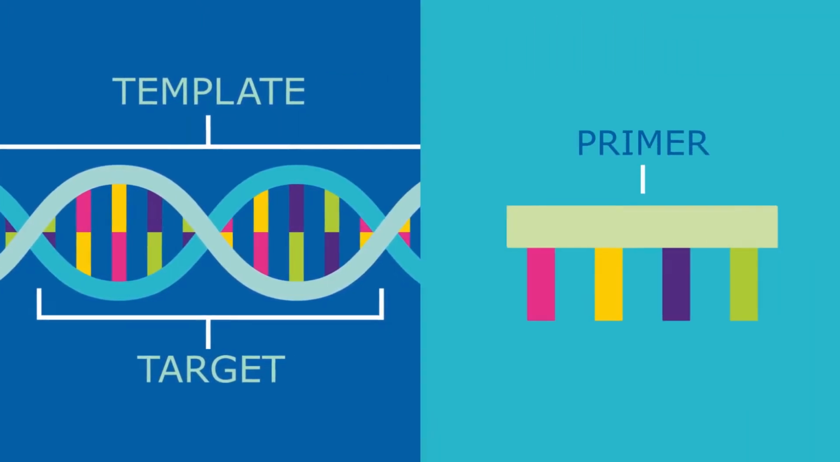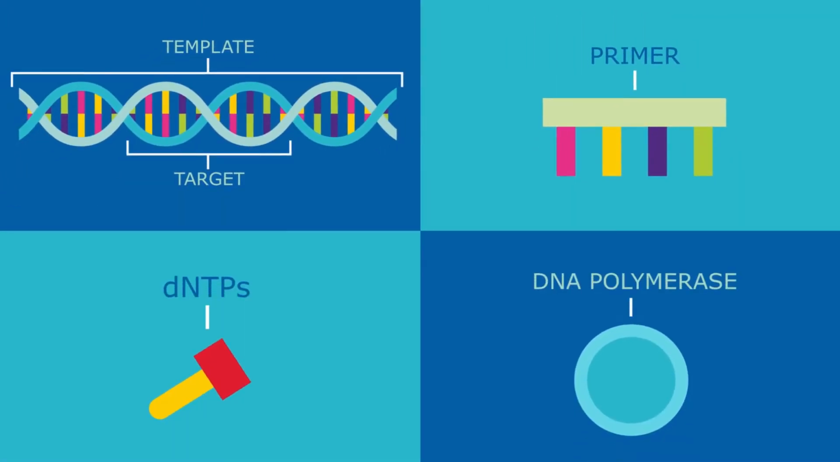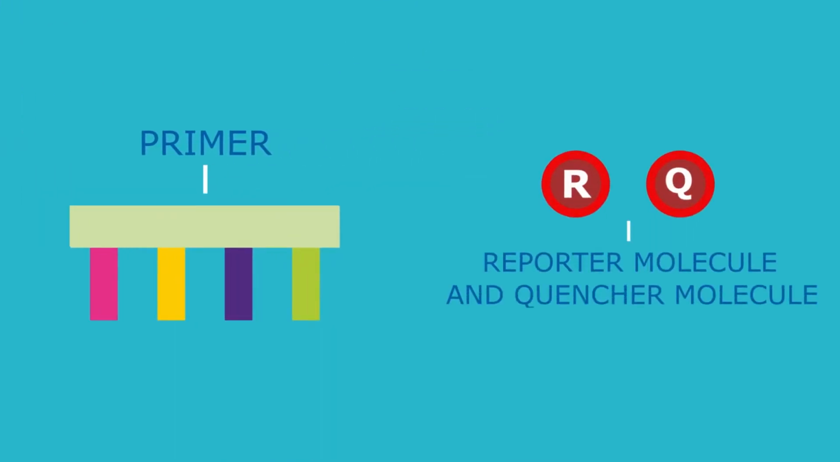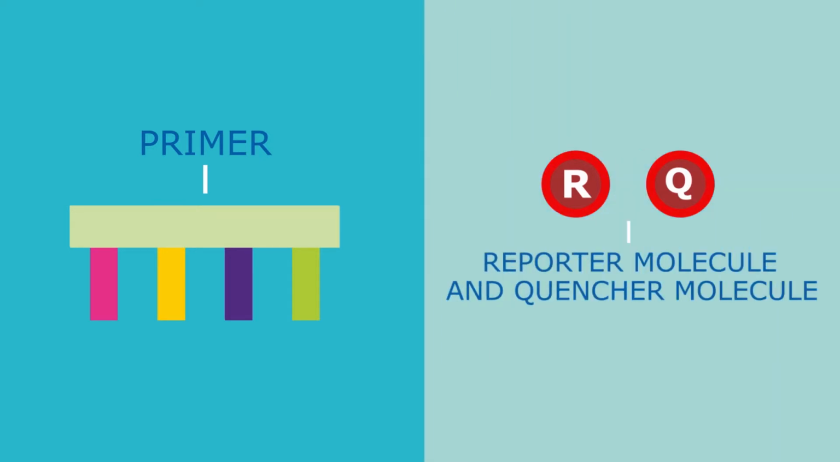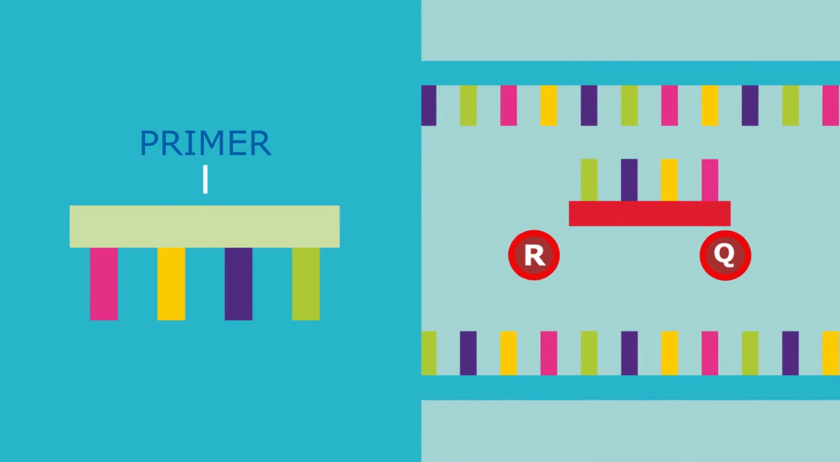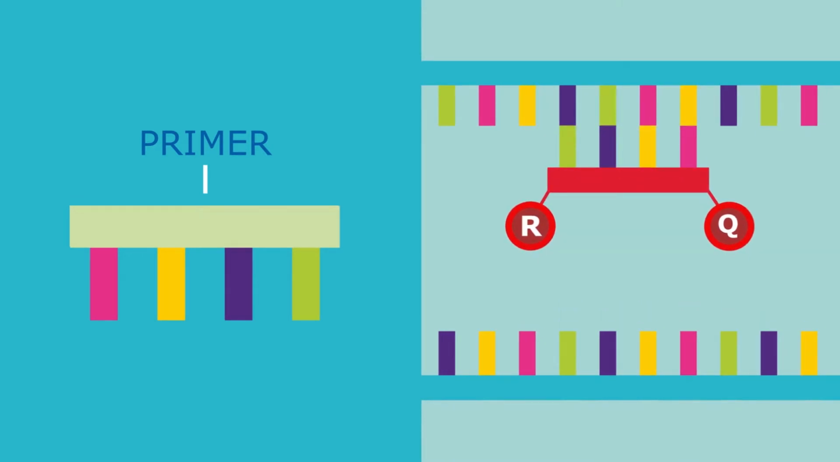You also need primers, dNTPs, and DNA polymerase of your choosing. In addition, you will need a probe labeled with both a reporter molecule and a quencher molecule. Typically, probes are sold as separate, custom products because they are specific to the target sequence.